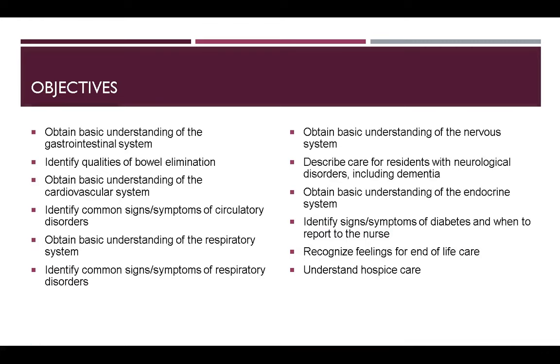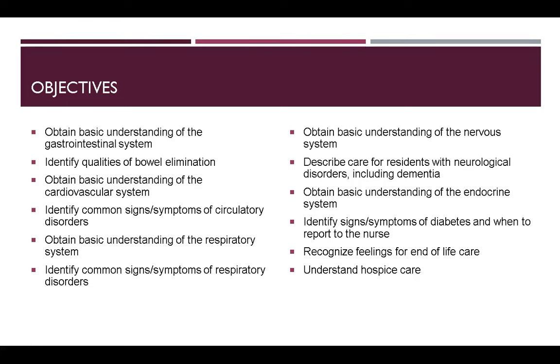Objectives. There are numerous objectives in this unit. For comprehensive learning, all students must prepare to study and learn these key points. Obtain basic understanding of the gastrointestinal system. Identify qualities of bowel elimination. Obtain basic understanding of the cardiovascular system. Identify common signs and symptoms of circulatory disorders. Obtain basic understanding of the respiratory system and common signs or symptoms of respiratory disorders.